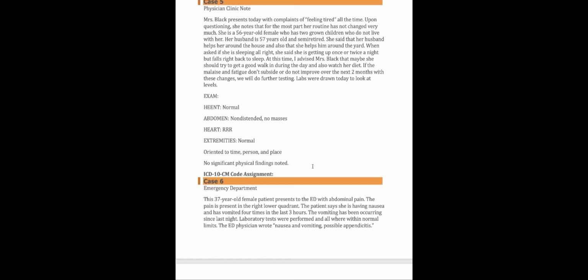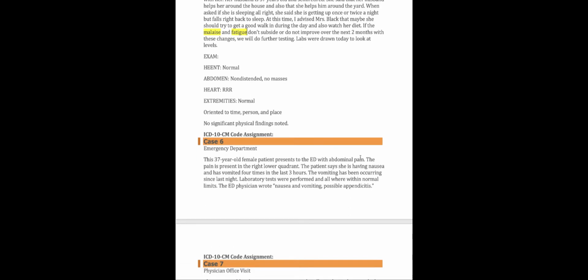And so for Miss Black, she's going to have 2 diagnosis codes based on this case study information. And the first one, the first main term that we are going to look up is malaise. The second main term we're going to look up for the second diagnosis is fatigue. So we're going to look those 2 up for her.